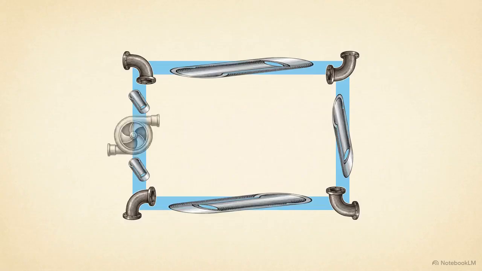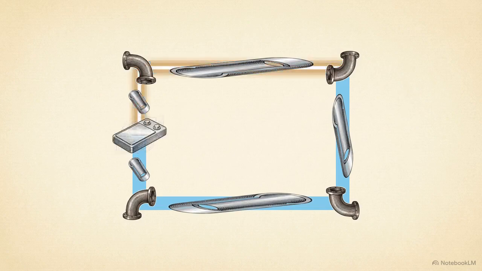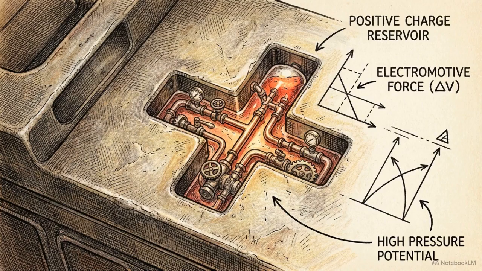Add a pump to the loop, and it builds pressure against the water, creating the potential for flow. In a circuit, this pressure is voltage, also known as electromotive force. It is the potential energy pushing electrons through a conductor. Voltage is the necessary first step. Without that initial push, no electrical work can be performed.